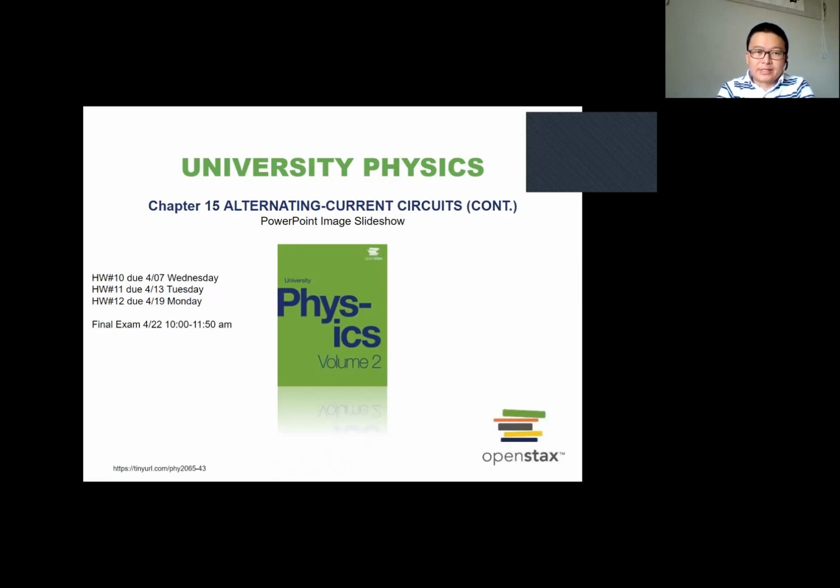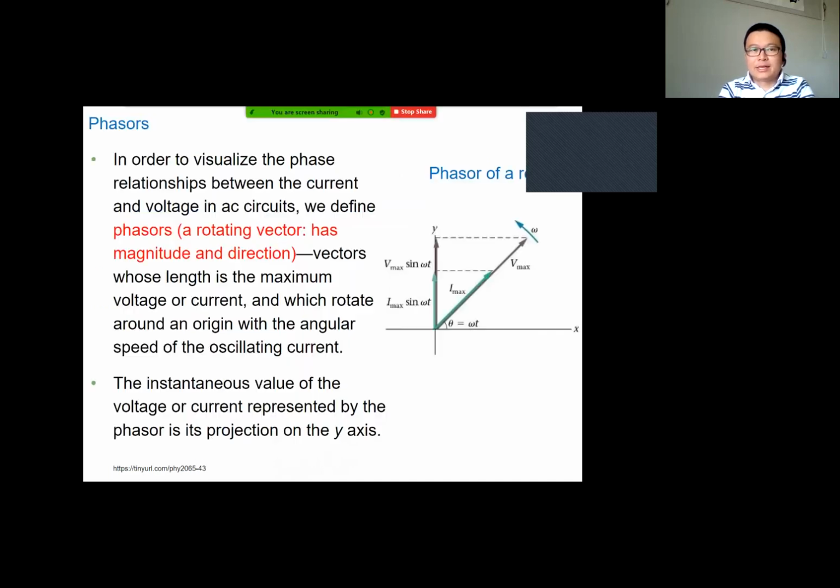Okay, so let's take a look at what we learned last time. Last time we introduced the concept of the phasor, which is used to describe the voltage and current of an AC circuit. Each element will have its own current phasor and voltage phasor, due to the nature that the two might sometimes not be in phase with each other.